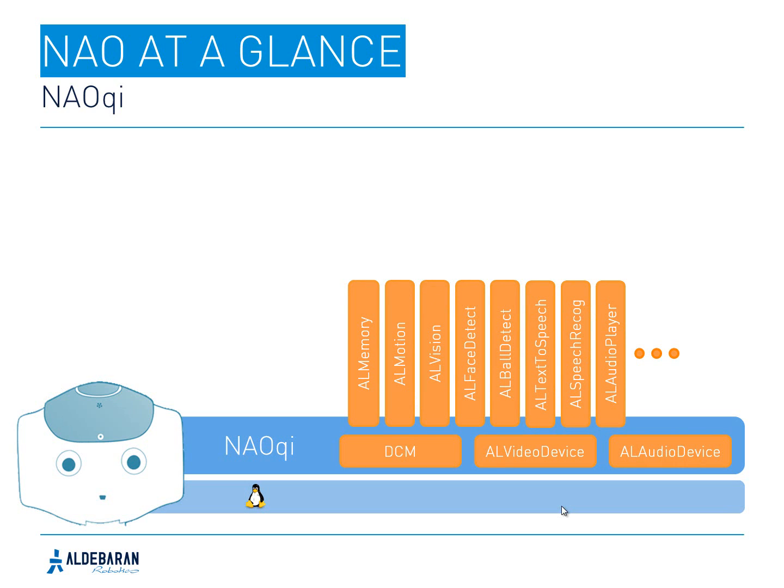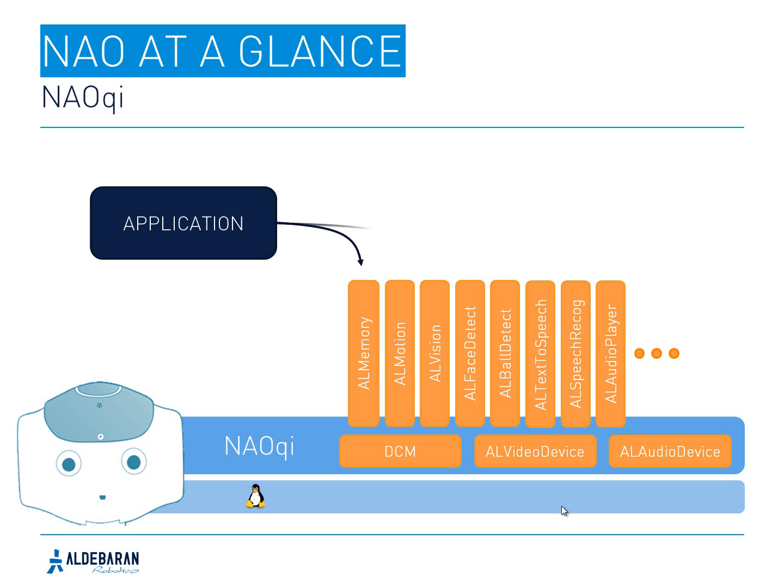And then we added lots of modules that will give you higher level information for using the robot. For example, the face detection module will provide you directly the features of the faces that NAO can see. So instead of you having to get an image from the camera of the robot and then do all the processing to find a face, find its features, and so on, we provide directly the highest level of information.